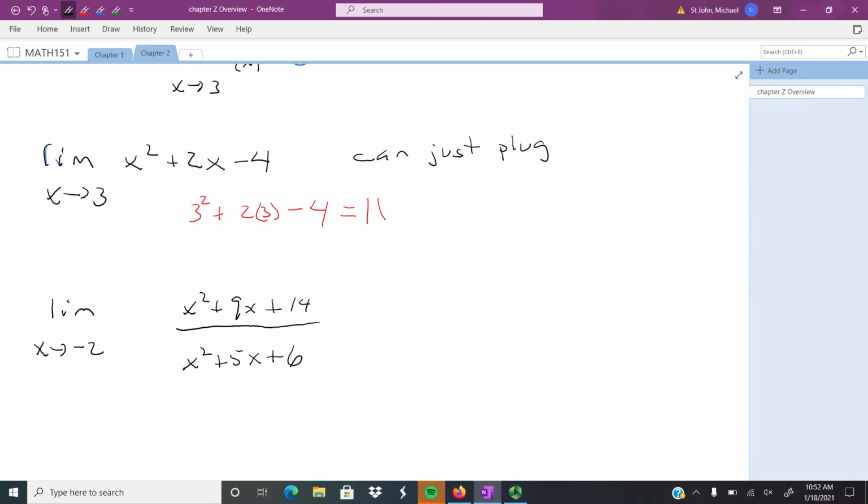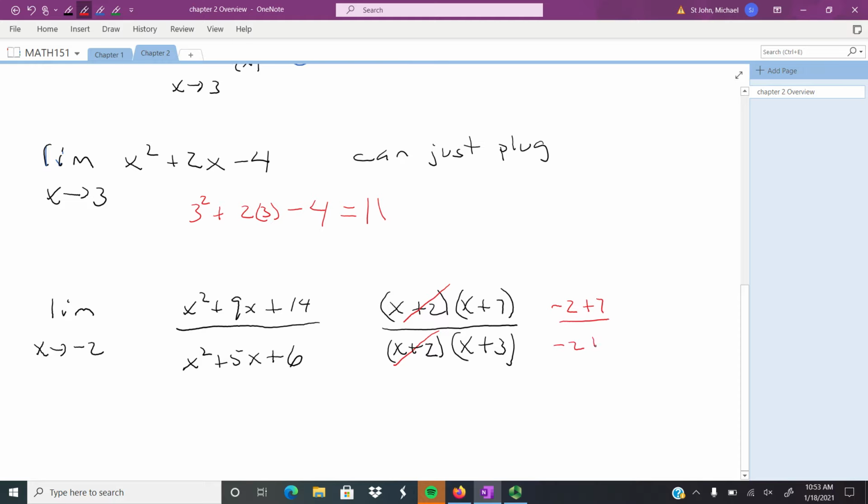But they're both quadratics, and it ends up they can both be factored. This becomes x plus 2, x plus 7. The bottom one becomes x plus 2, x plus 3. Now the problem term is going to go away. Oh, sorry, I need to correct that. That should have been a 2. So those terms go away, and now I'm left with x plus 7 over x plus 3, and so now I can plug in. I get negative 2 plus 7 over negative 2 plus 3, and so this is just going to give us 5.